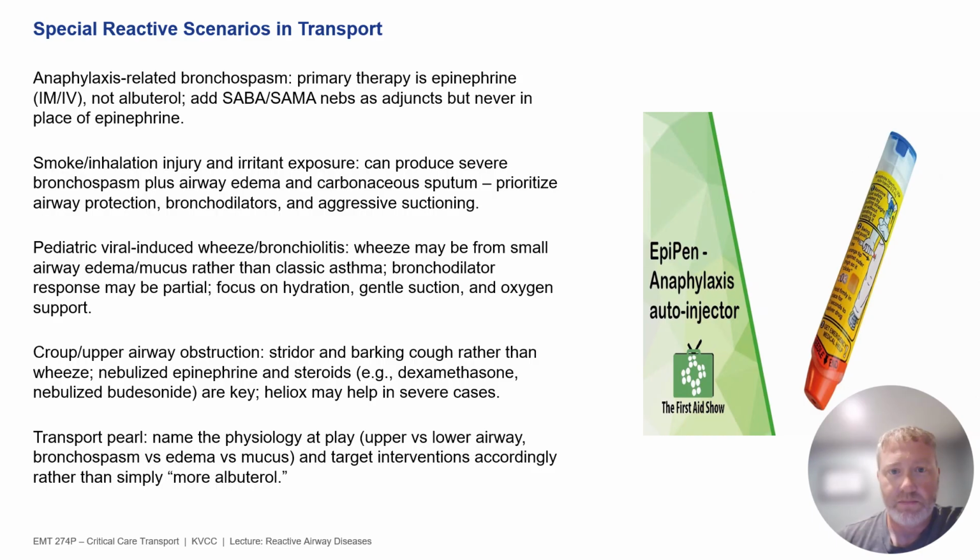Second, smoke inhalation or any other inhalation type of injury. Smoke inhalation or any kind of inhalation burn produces a chemical tracheobronchitis that can cause severe bronchospasm, plus progressive upper airway edema or swelling.